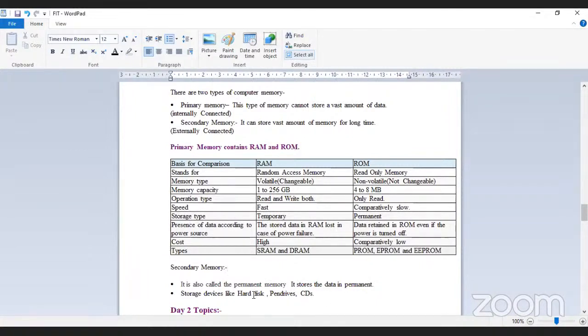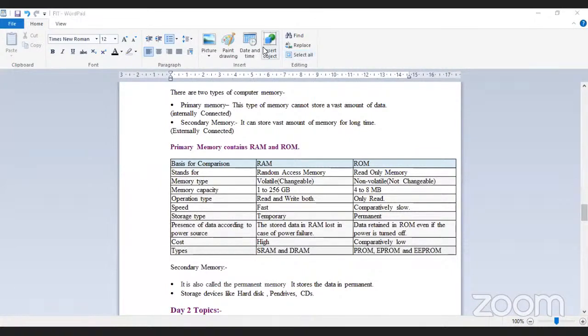So storage devices like hard disk, pen drive, CDs, multiple types of devices are available in the market as secondary storage devices. Understand? Okay, I hope it is clear. Let me know any questions from your side.